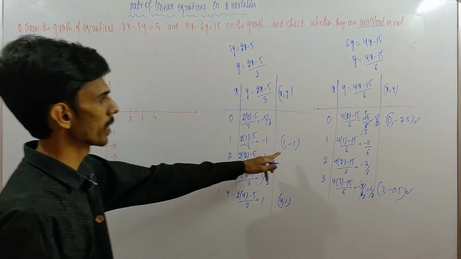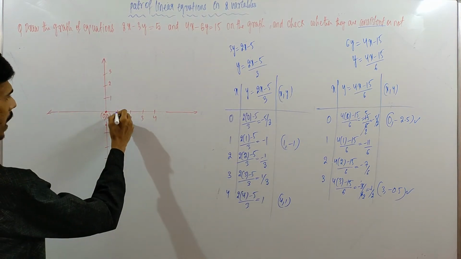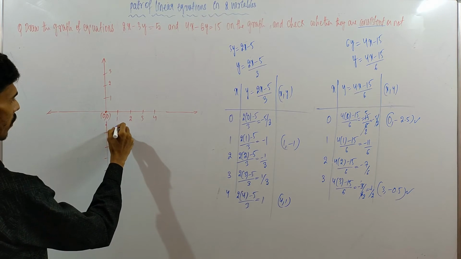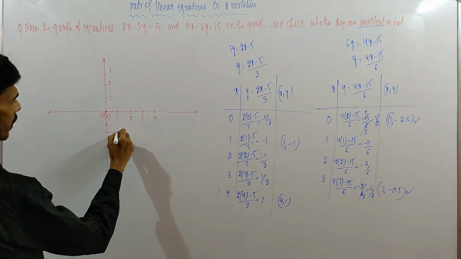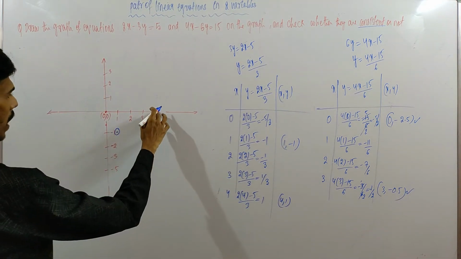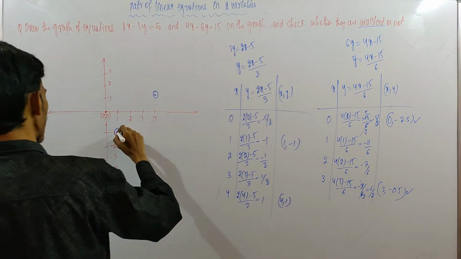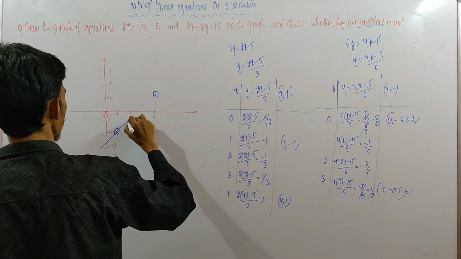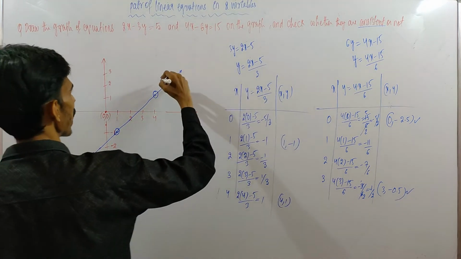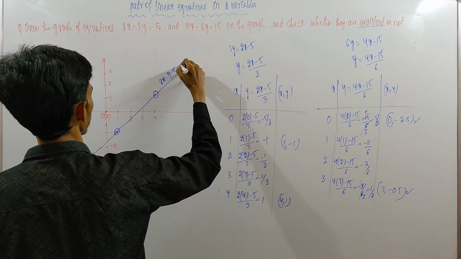Now let us plot this point for this equation, 1 comma minus 1. Here we have 1 and minus 1 is here, so we will have this point here. Next we have 4 comma 1. Here we have 4 and 1 is here. If I join these 2 points, I will get a straight line. This is the straight line given by 2x minus 3y minus 5 equal to 0.